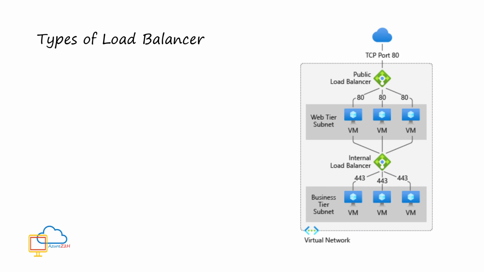So quite easy to understand. If traffic is coming from the internet, it's a public load balancer. If traffic is originated inside the Azure network, then it's an internal load balancer.